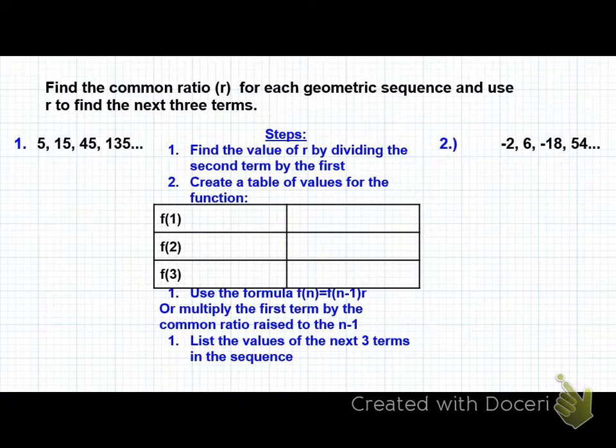That's part of it. So looking up here, 5, 15, 45, 135. Turn to your neighbors and tell them what pattern you notice from these four numbers: 5, 15, 45, and 135. What do you notice?